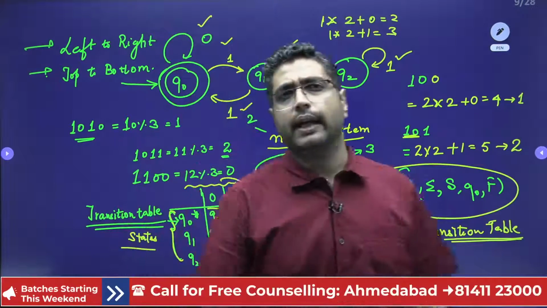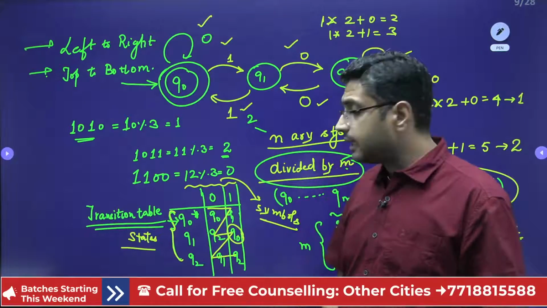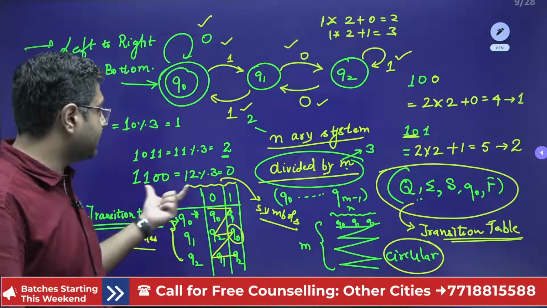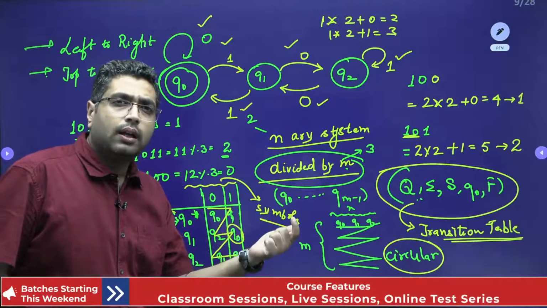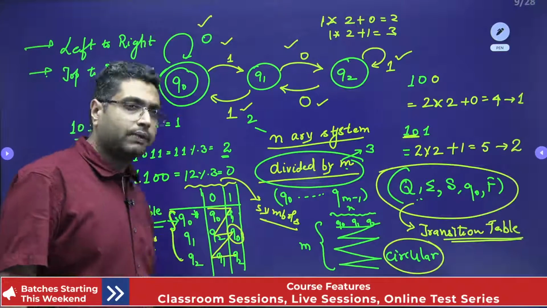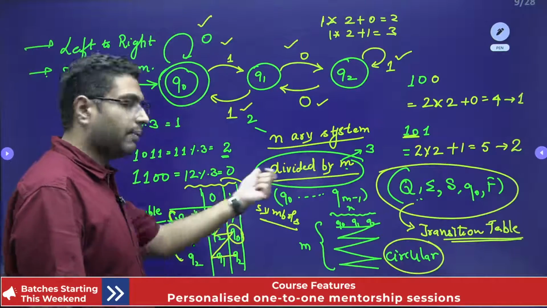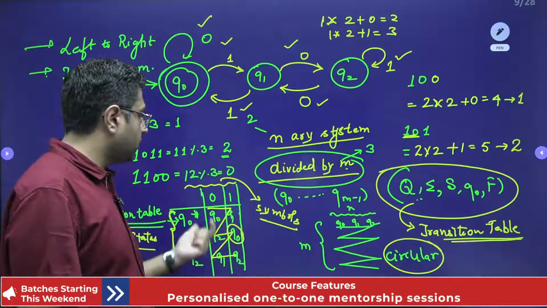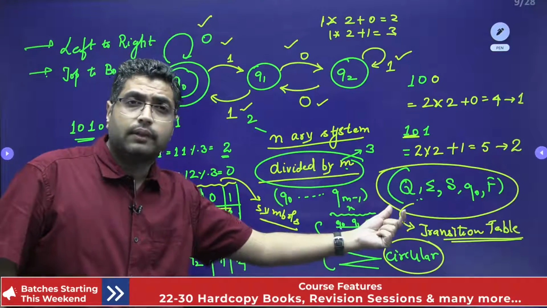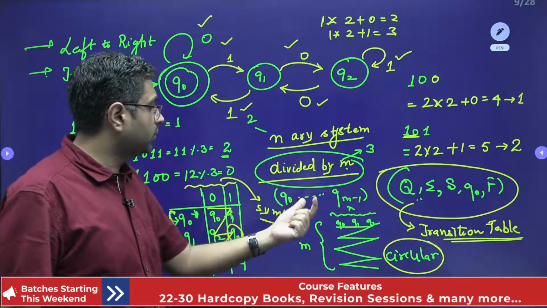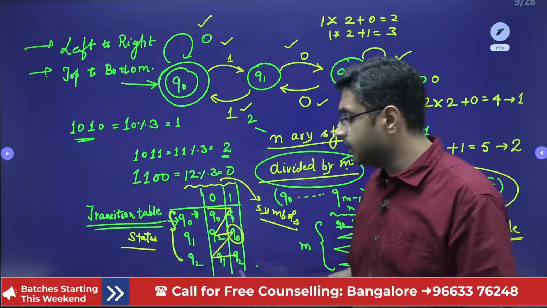So you can apply this on any n-ary number system where divisibility is by m. When the n-ary number system is there, you will have n symbols, 0 to n minus 1. When you are dividing by m, you will have m possible remainders, that is 0 to m minus 1, so q0 to qm minus 1 will be the states. Then in a zigzag manner, left to right, top to bottom, you write q0, q1, q2 up to qm minus 1, then again q0, q1, q2 up to qm minus 1, until you fill all the cells.